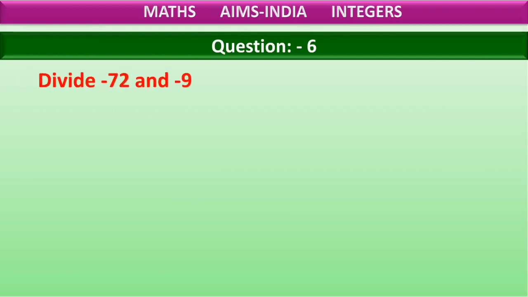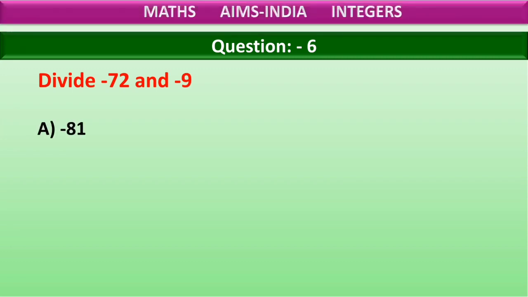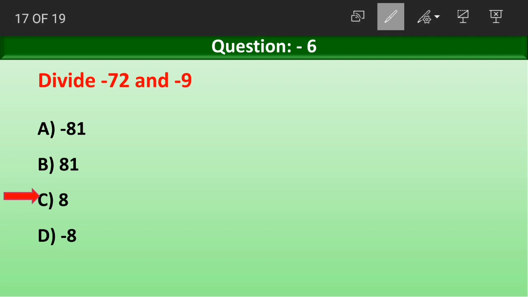Question number 6. Divide minus 72 and minus 9. Option A minus 81, option B 81, option C 8 and option D minus 8. Which is the correct answer? Yes, I am seeing many correct answers here. It is option C, 8.